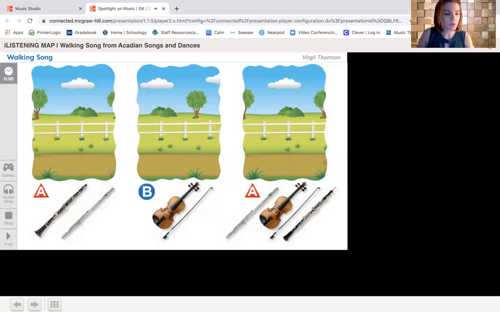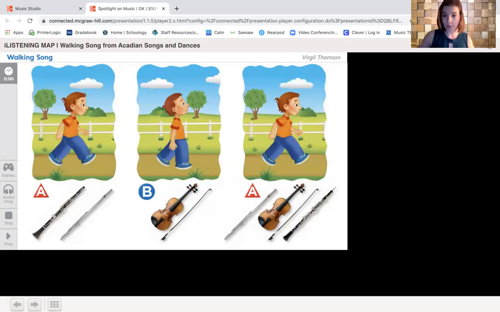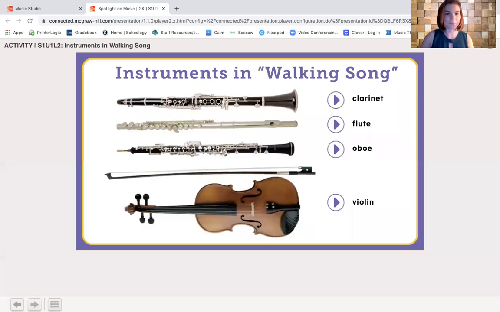Okay, so were you able to follow along with the listening map? That was pretty cool to be able to watch it, huh? So the instruments that we heard in this walking song were the clarinet, as you can see up here at the top, this black instrument with a little bell-shaped end. This is called a clarinet, and here is what the clarinet sounds like. Clarinet.